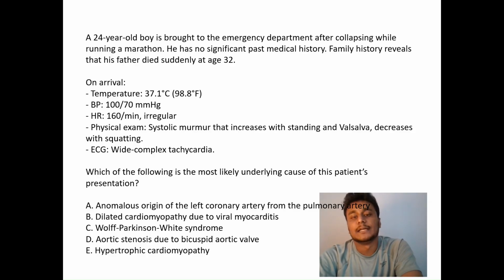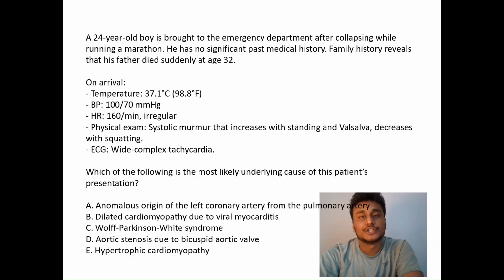Physical examination shows that the systolic murmur increases upon standing and with Valsalva maneuver, and it decreases with squatting. So this is another pertinent finding. The murmurs that change upon different maneuvers, we call them dynamic murmurs because they change according to different circumstances, depending on how much blood flow there is through the different heart chambers. So this is a dynamic murmur. And the ECG shows that this is a wide complex tachycardia. Now, which of the following is the most likely underlying cause of this patient's presentation?